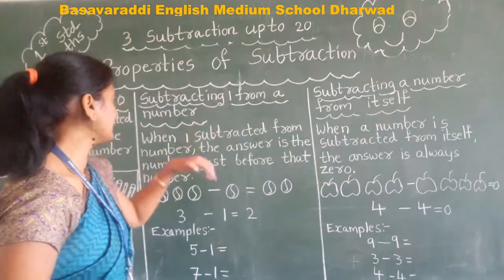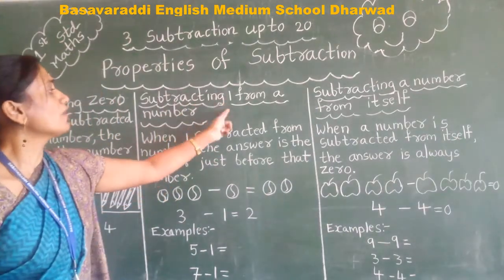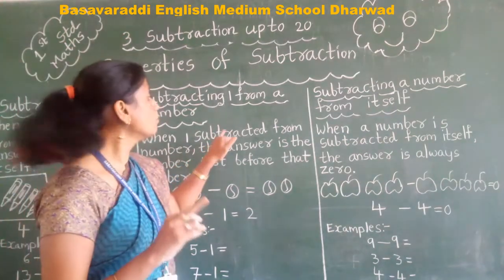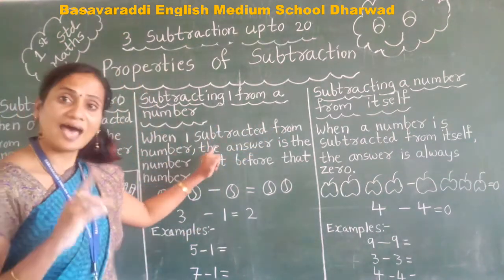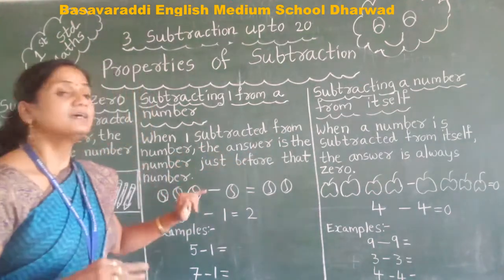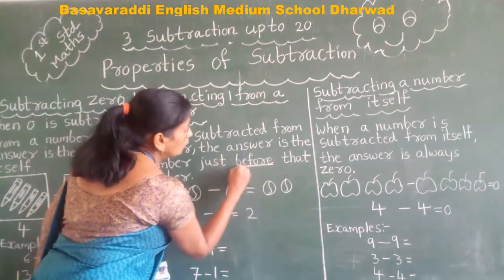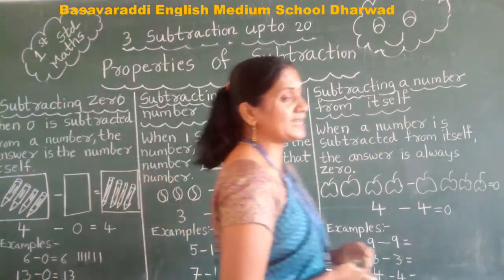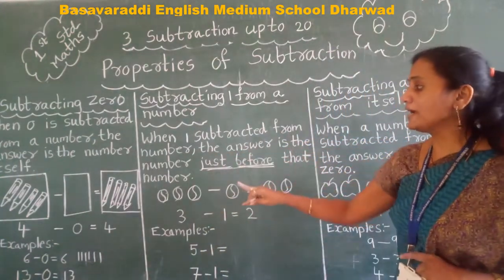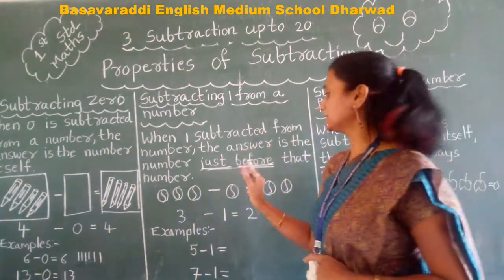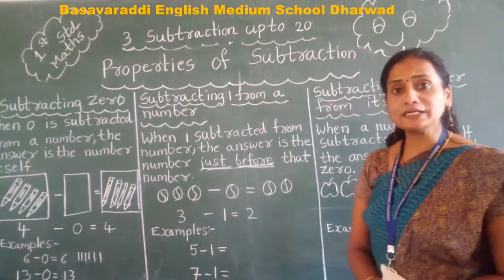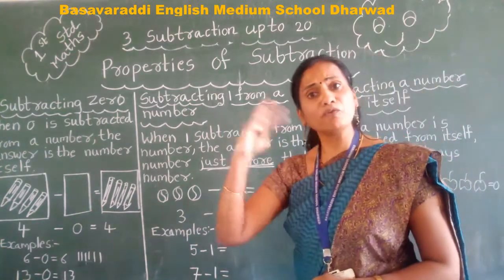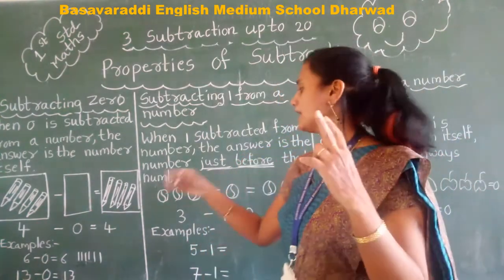So now we are learning this one: subtracting 1 from a number. When we are subtracting 1 from a number, the answer is the number just before it. The number just before it comes. So, 5 balls are here. Minus 1, what happens? What comes before 5? 4 only. So the answer is 4.